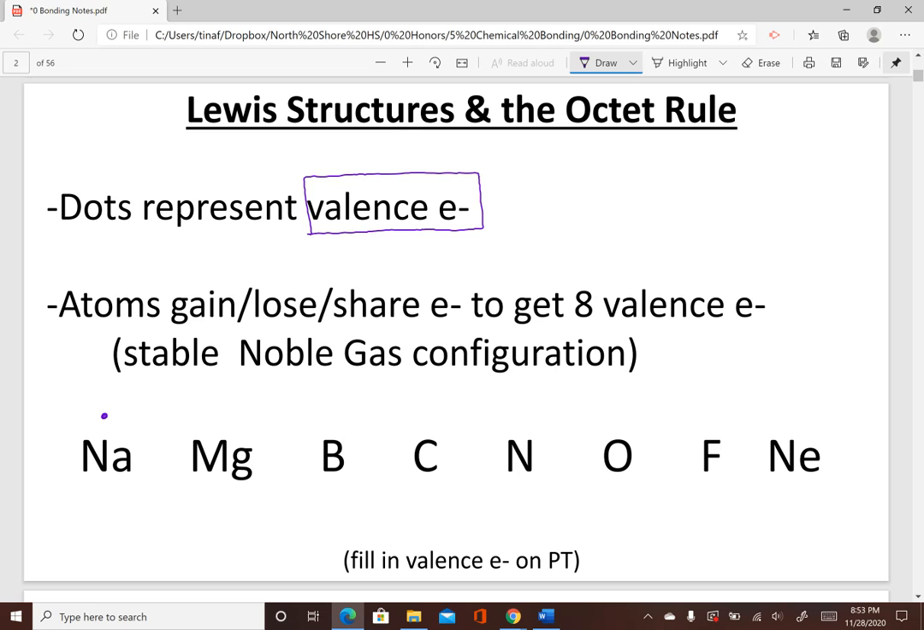So for example, if I jump over to magnesium, magnesium has 2 valence electrons. So I'm going to put 1 here, but then my next one is going to be to the side. Boron has 3. 1, 2, 3. Carbon has 4. 1, 2, 3, 4. So guys, once you're past 4 valence electrons, each side of the symbol has an electron there already.